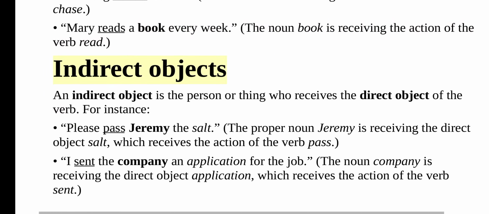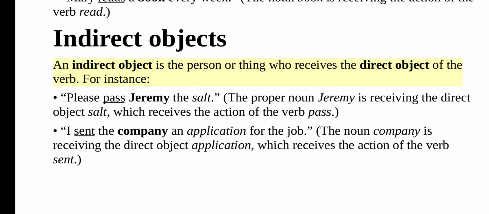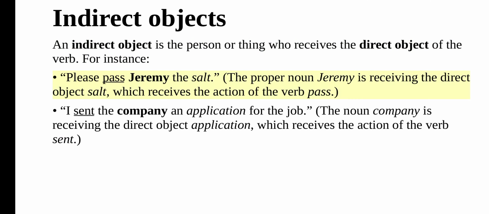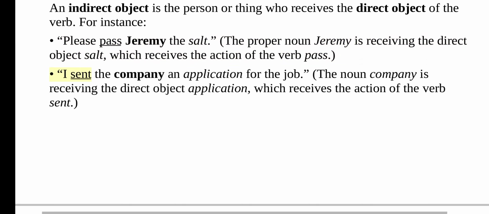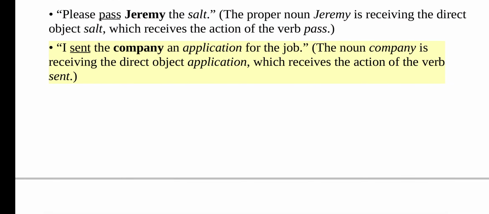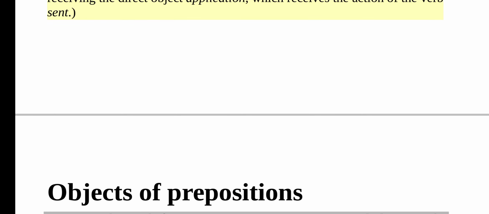Indirect objects. An indirect object is the person or thing who receives the direct object of the verb. For instance, please pass Jeremy the salt. The proper noun Jeremy is receiving the direct object salt, which receives the action of the verb pass. I sent the company an application for the job. The noun company is receiving the direct object application, which receives the action of the verb sent.